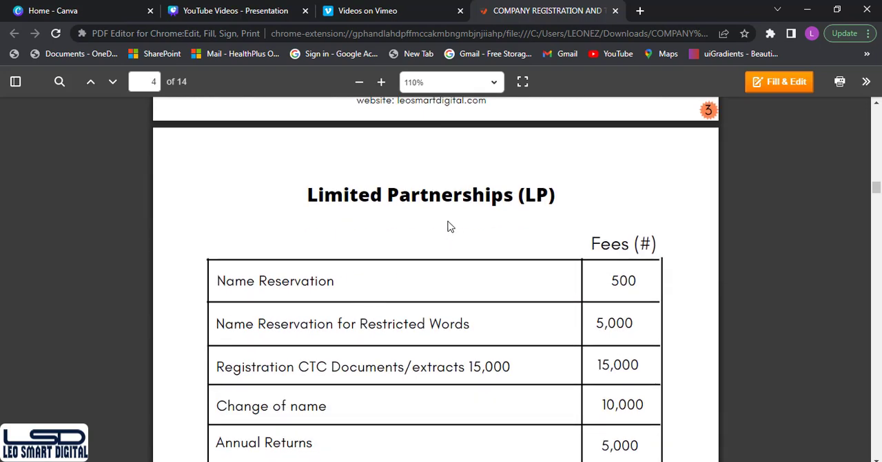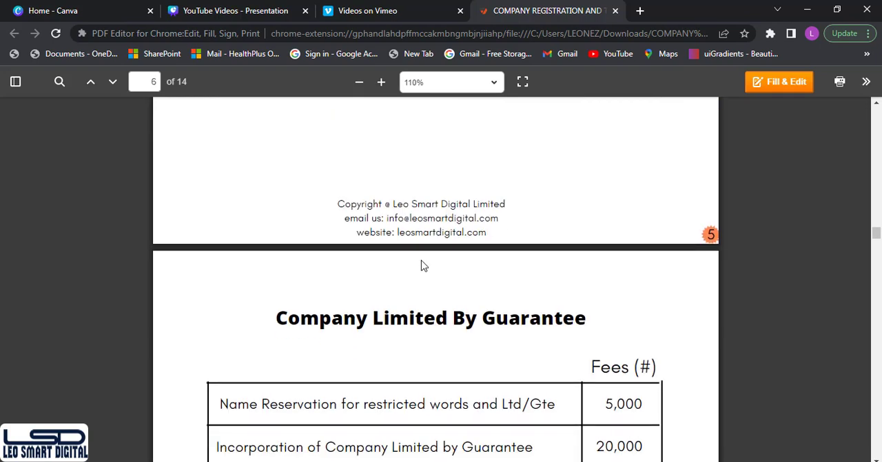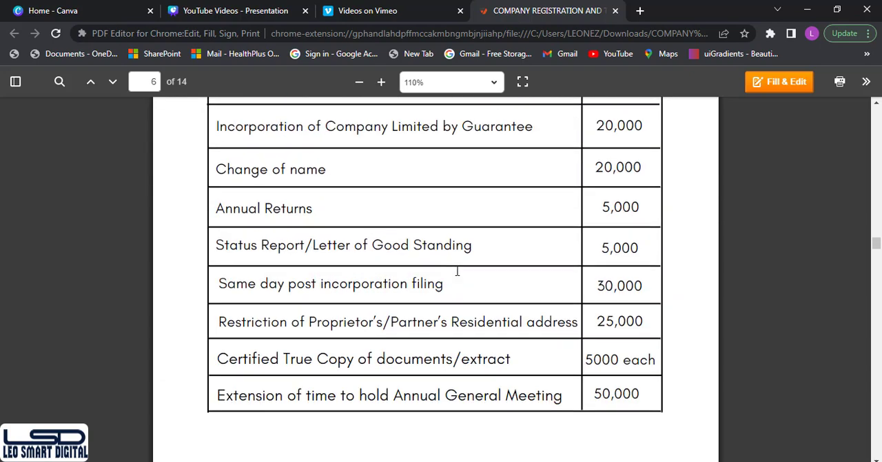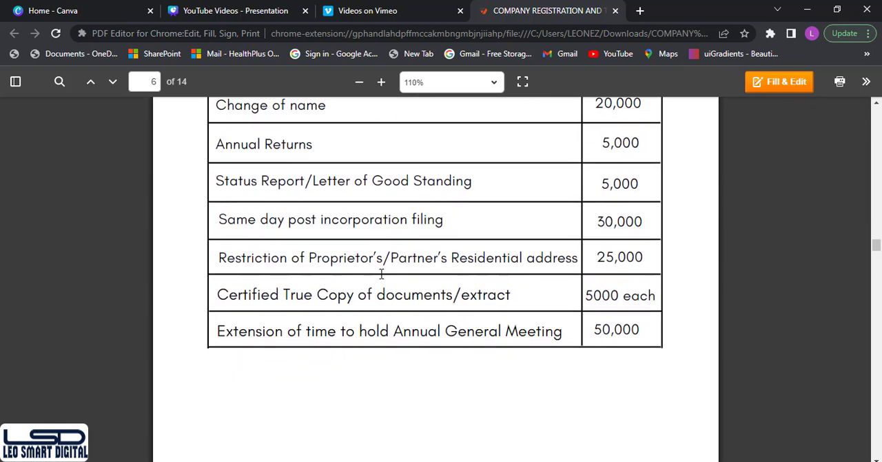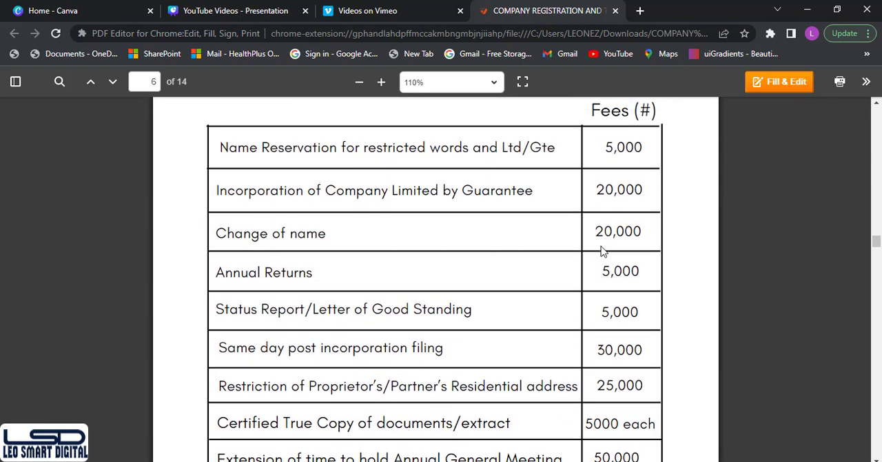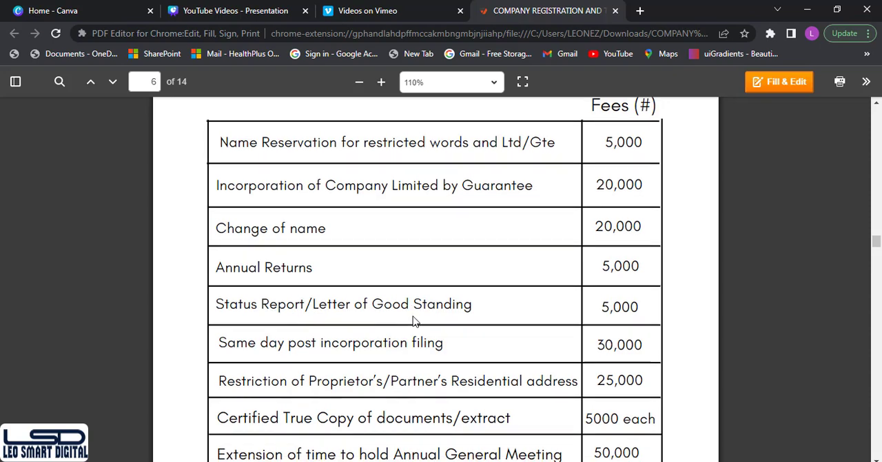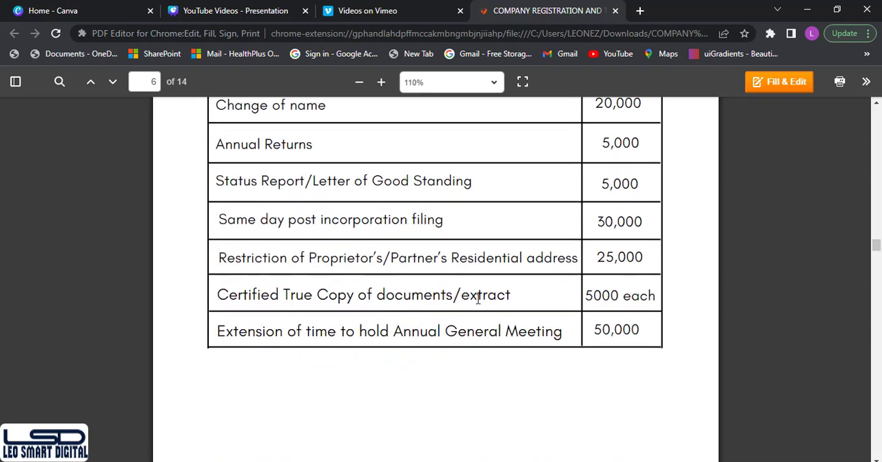Now we'll look at company limited by guarantee. Name reservation is 5,000. Incorporation of a company limited by guarantee is 20,000. You are spending less than 30,000 to register a company limited by guarantee. Then change of name. If you are changing name, this is the cost. Annual returns, status report, letter of good standing, certified true copy documents, extract.